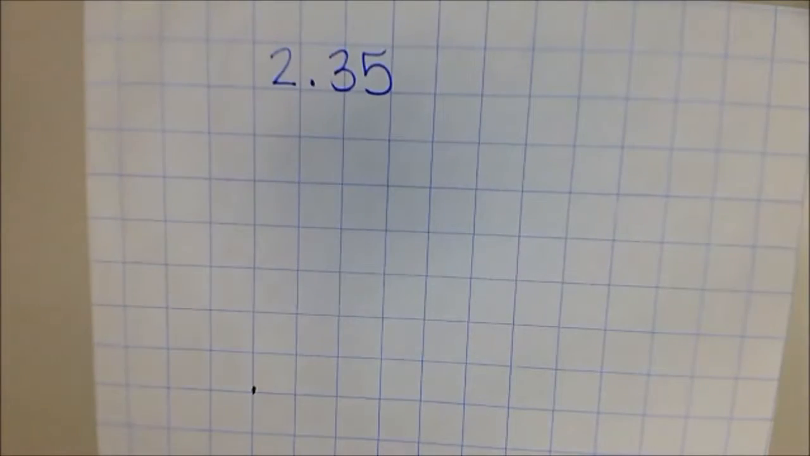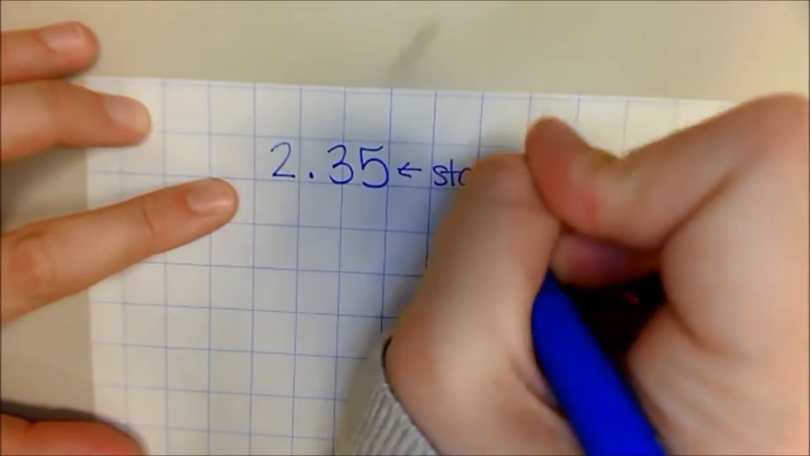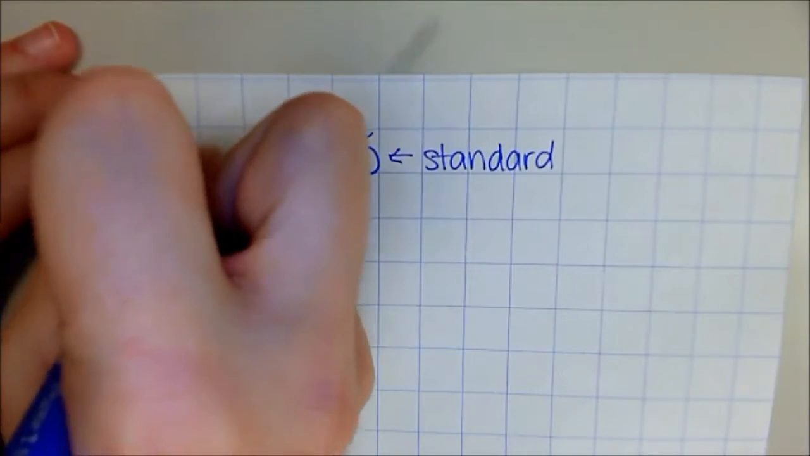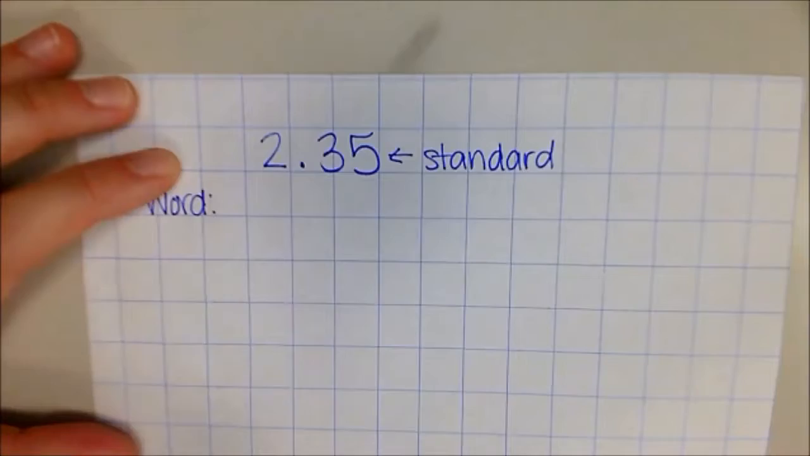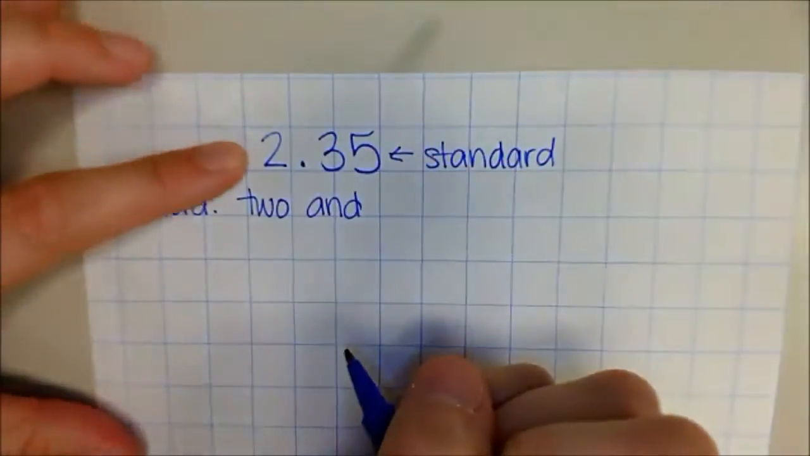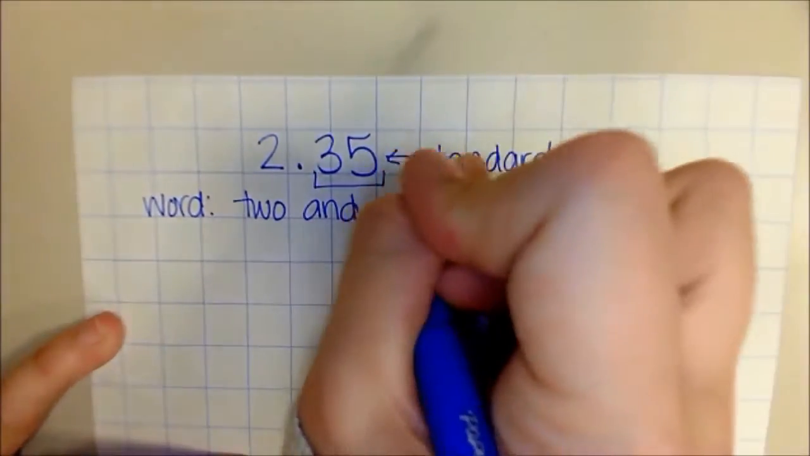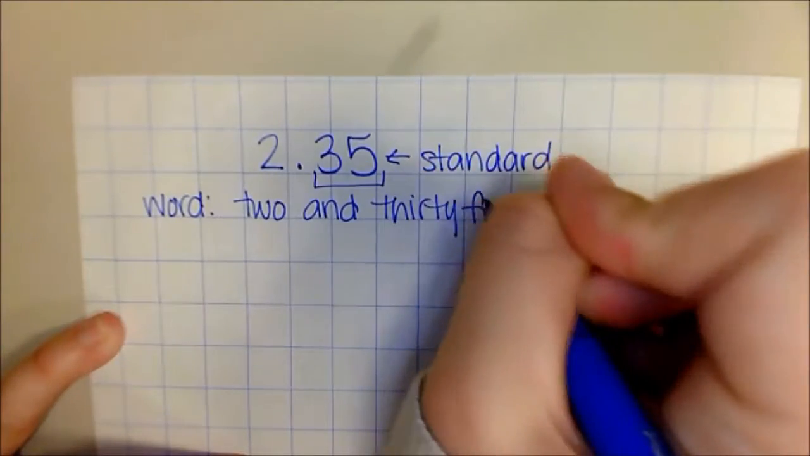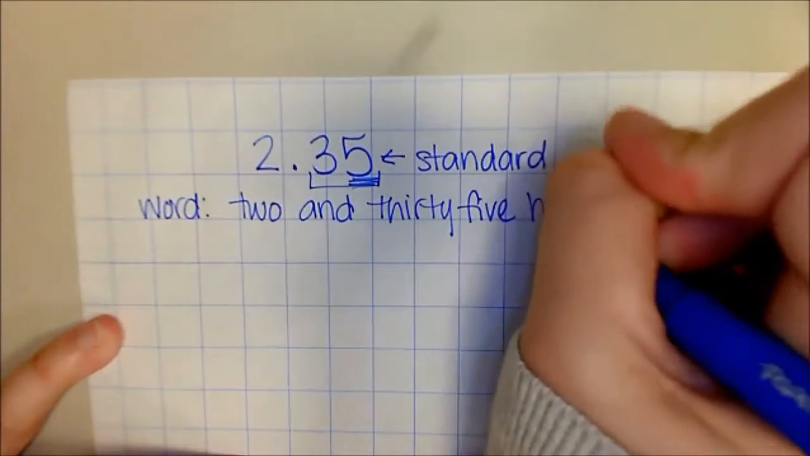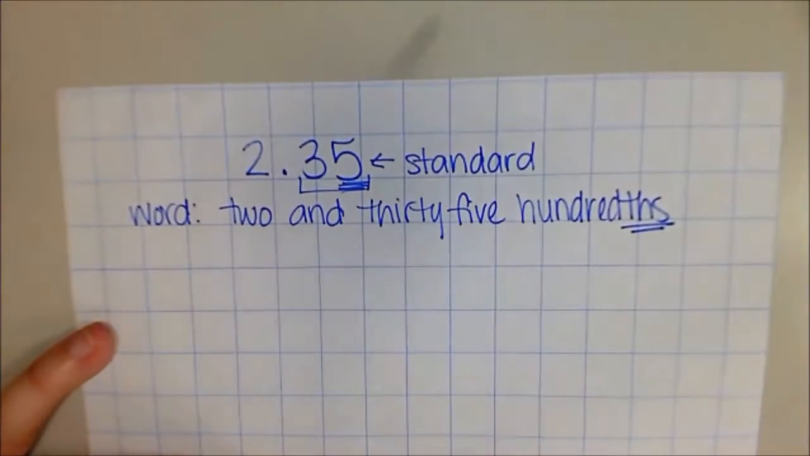So let's do our 3 different forms for writing out this decimal. This is called standard form, writing the decimal the way it is. Word form is writing the words for each specific number. So I'm going to say 2 and, because decimal points always say the word and, and then I read this together like a normal number, 35, and I write the place value of the last number, which is hundredths. And remember, in decimal world, we end with a THS.